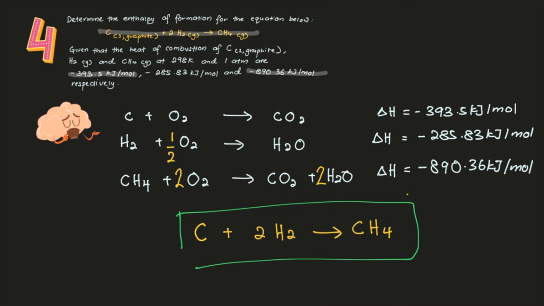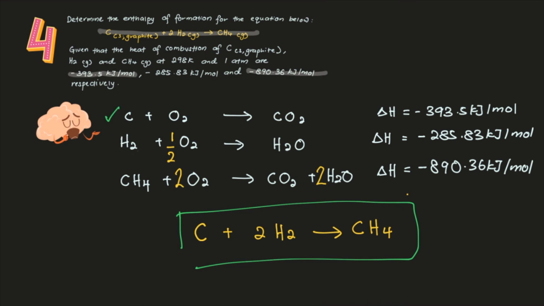Alright, so we're going to look at the first equation. In the first equation, you have carbon, oxygen, and also carbon dioxide. So the carbon is indeed needed in the target equation, and it is indeed in the reactant, and you only need 1 carbon, and this is 1 carbon. So we consider that the first equation is okay.